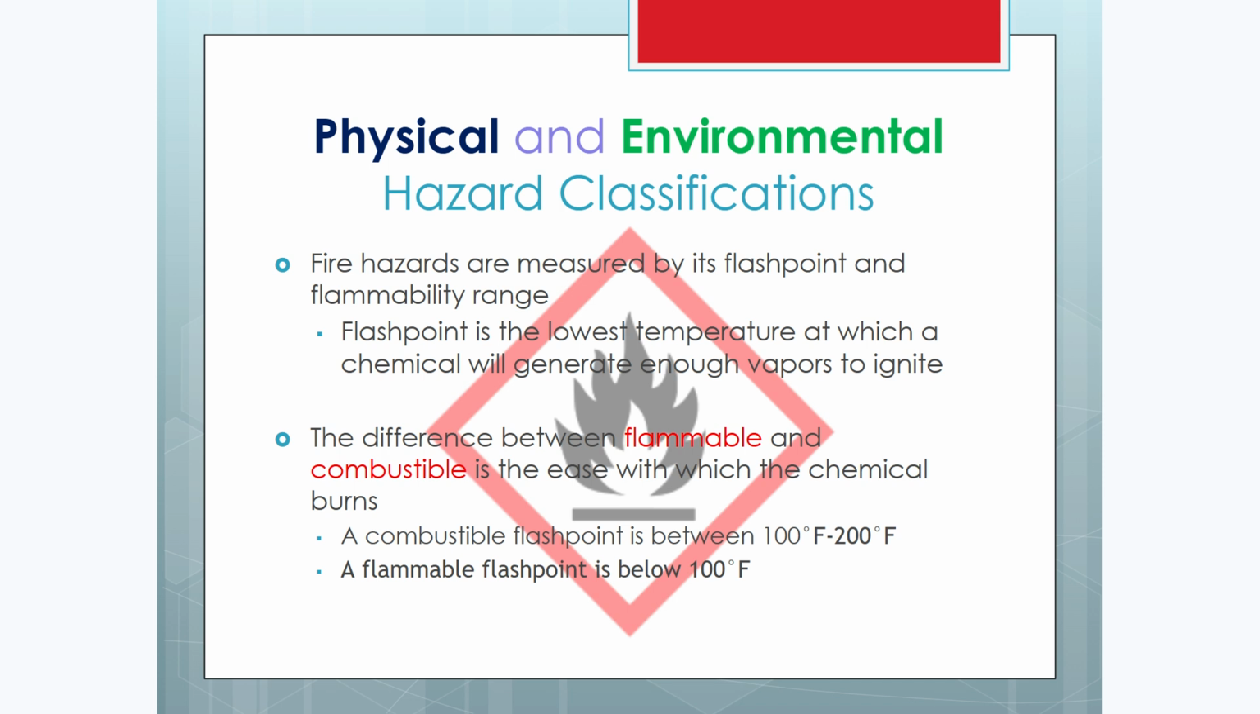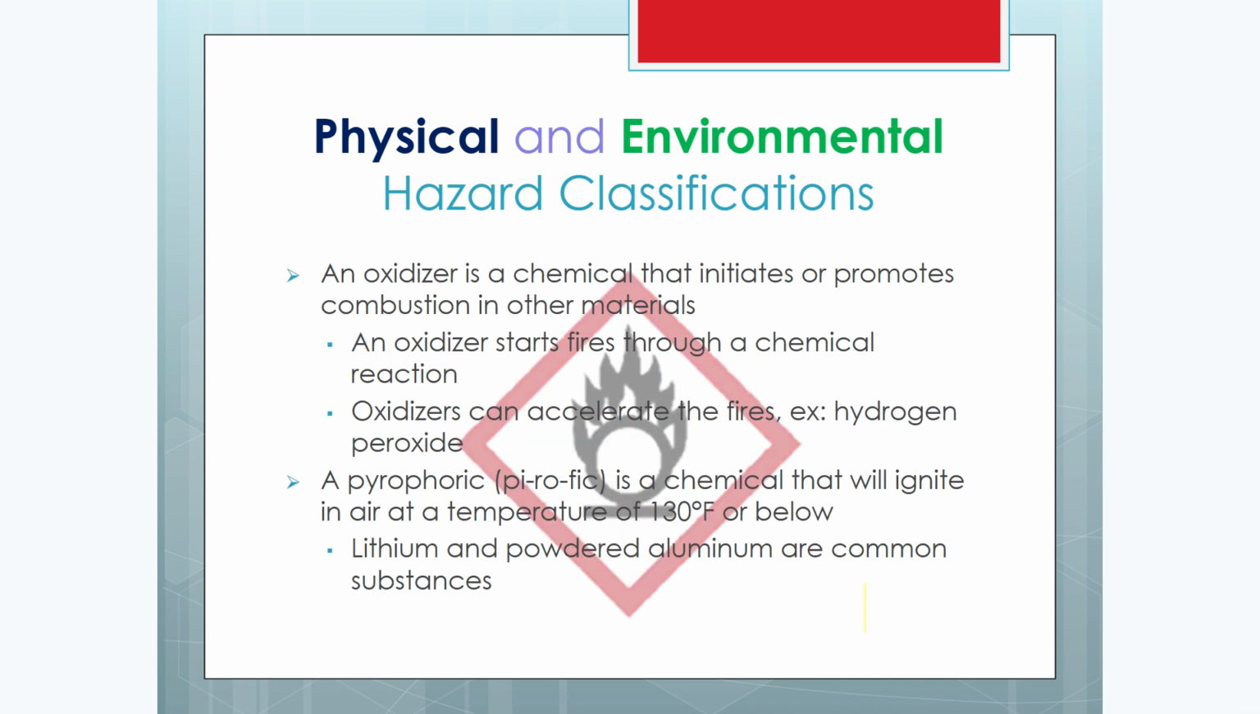Fire hazards are measured by flash point and flammability range. Flash point is the lowest temperature at which a chemical will generate enough vapors to ignite. The difference between flammable and combustible is the ease with which the chemical burns. A combustible flash point is between 100 and 200 degrees Fahrenheit, and a flammable flash point is below 100 degrees Fahrenheit.